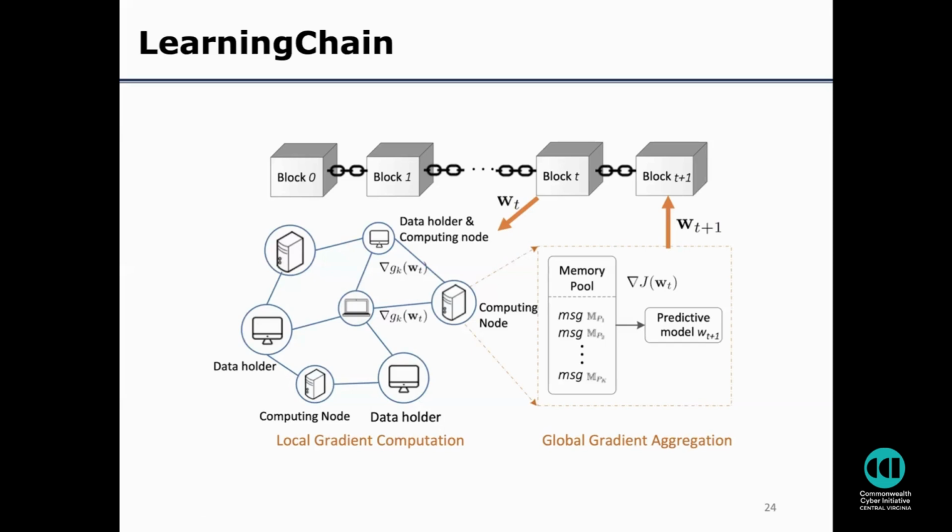Then the third phase is global gradient aggregation, to aggregate all the local gradients. So the computing nodes update the model and compete for the authority to append the new block by solving a math puzzle. Once a node wins, it broadcasts the block for verification and adds this new block to the chain.